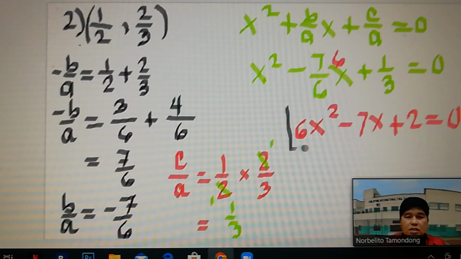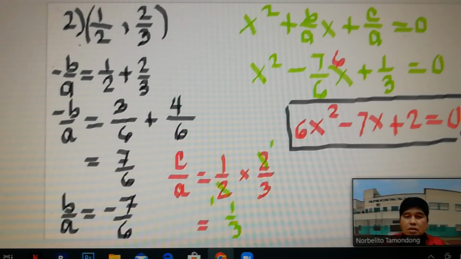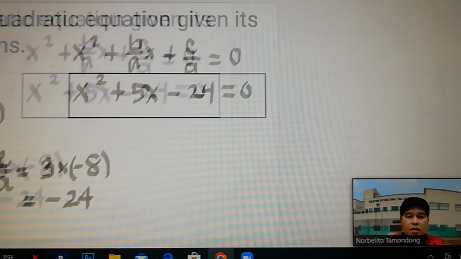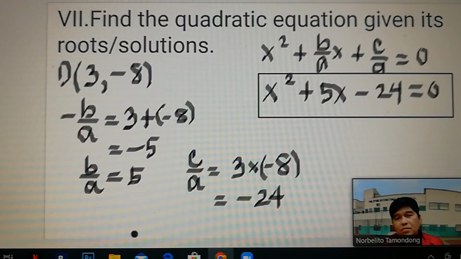Number 2, the answer is 6x squared minus 7x plus 2. Then the first one is x squared plus 5x minus 24 equal to 0. Okay, hope na intindihan nyo, grade 9.